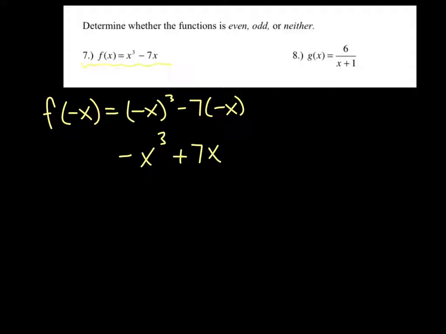So I've plugged in the negative value. If it were even, we would end up with the same exact function. And we don't end up with the same function that we started with. We have a negative x cubed and a positive 7x. So what I then do is factor my negative sign out from everything, and I end up with x cubed minus 7x. And that is the negative version, essentially, of your original function. And you guys can always graph it to double check, too.